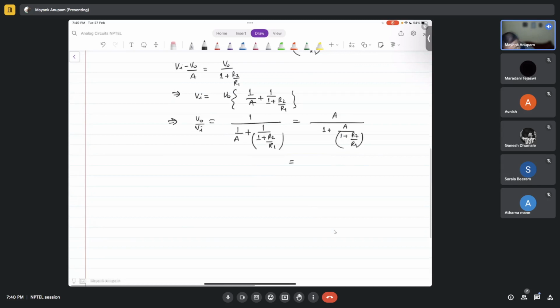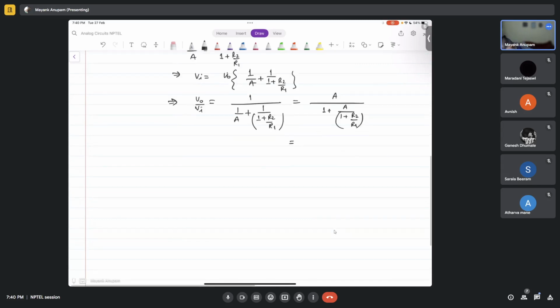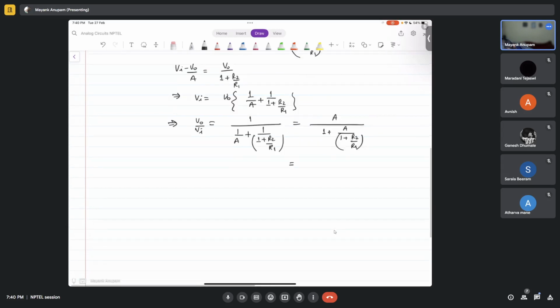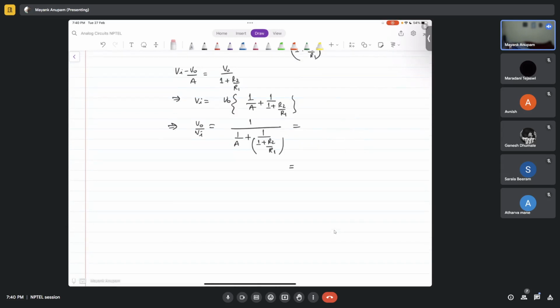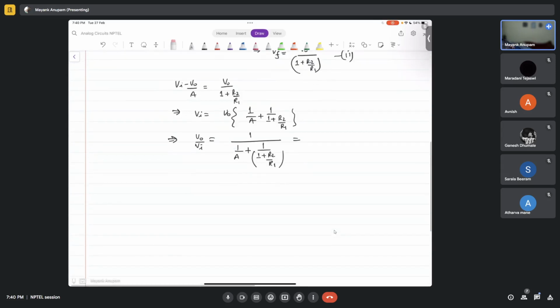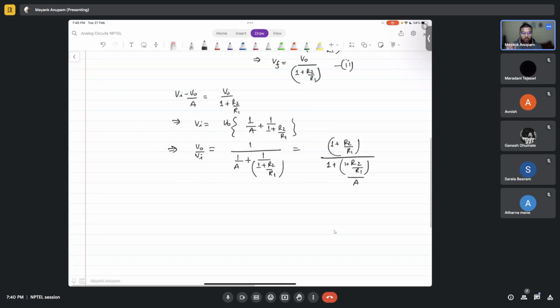Okay, let's simplify it even further. Rather than doing this, I should have done this. I should take 1 plus R2 by R1 above. So this will be 1 plus R2 over R1 divided by 1 plus R2 over R1 divided by A. Fine. This is your V0 by Vi.